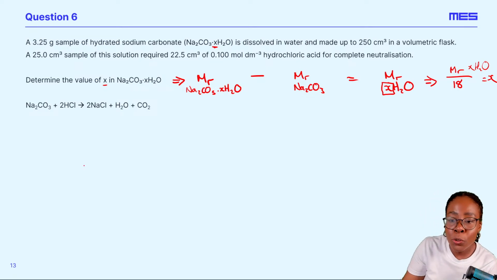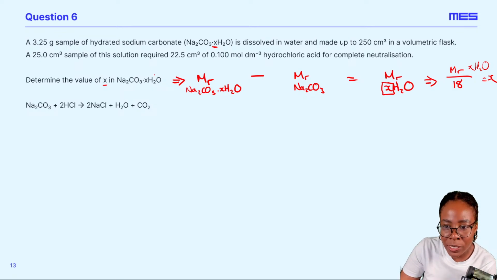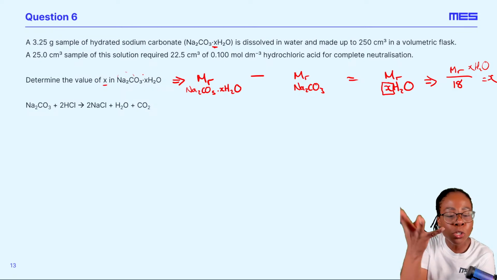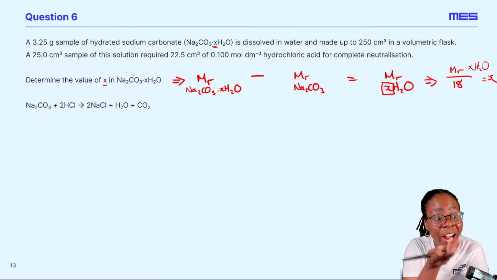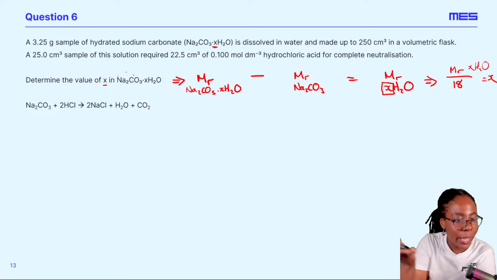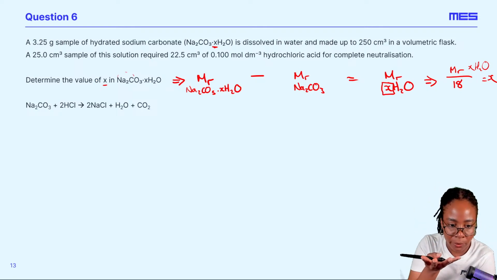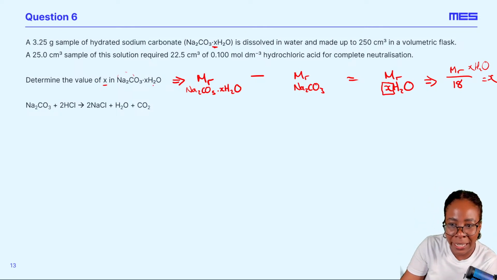Okay, the dot, so the X is water of crystallization, so it's like trapped water within the crystal. So it means for every one sodium carbonate formula unit, there are X water molecules in that lattice surrounding it. Okay, and we want to calculate how many waters there are. What is X? So we want to calculate the MR.